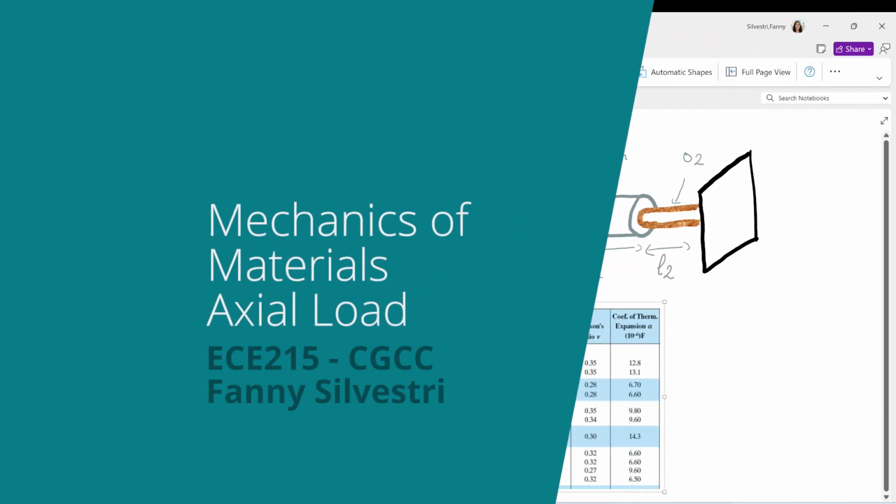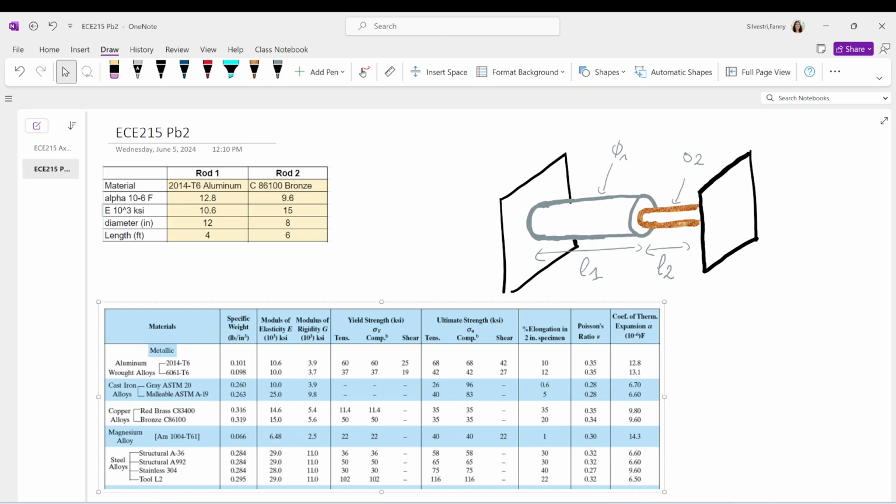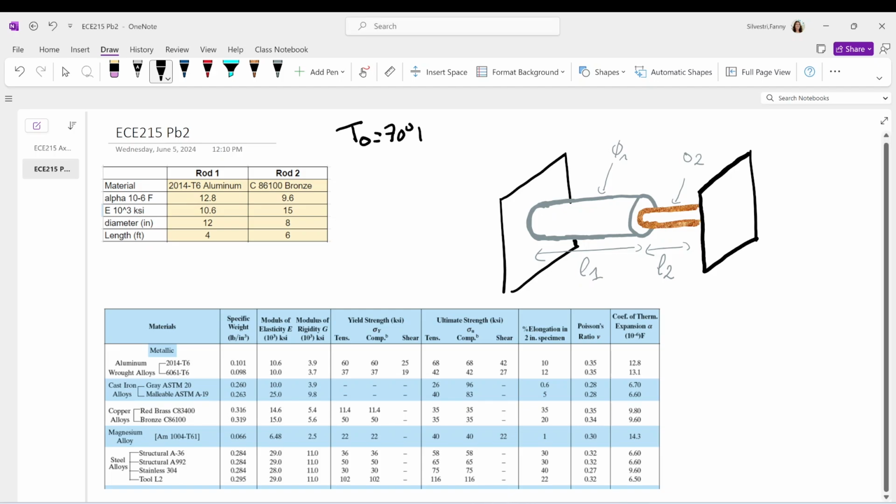In this problem, we will work on two parts that are connected together and they are stuck between two walls. So those two rods are stuck, and what happened is that we increase the temperature. The initial temperature T0, where the materials are at rest, is 70 degrees Fahrenheit, and we increase the temperature to a final temperature of 110 degrees Fahrenheit. And the question is, what are the stresses inside the two elements?